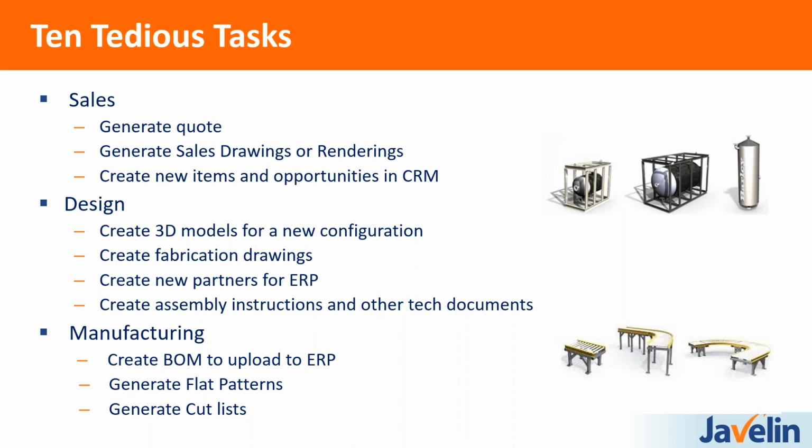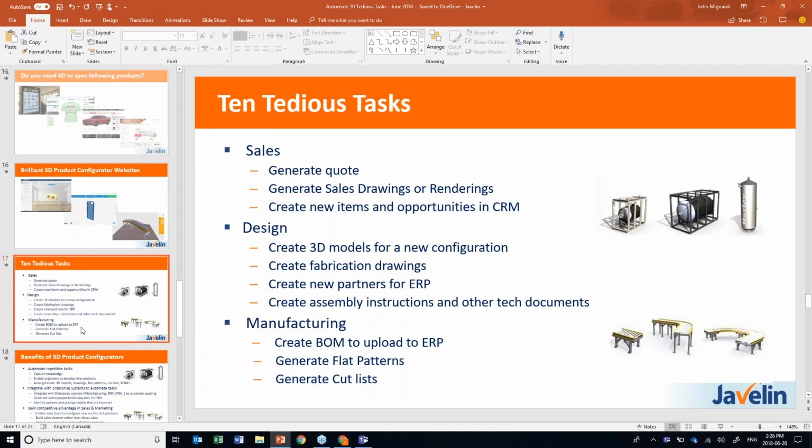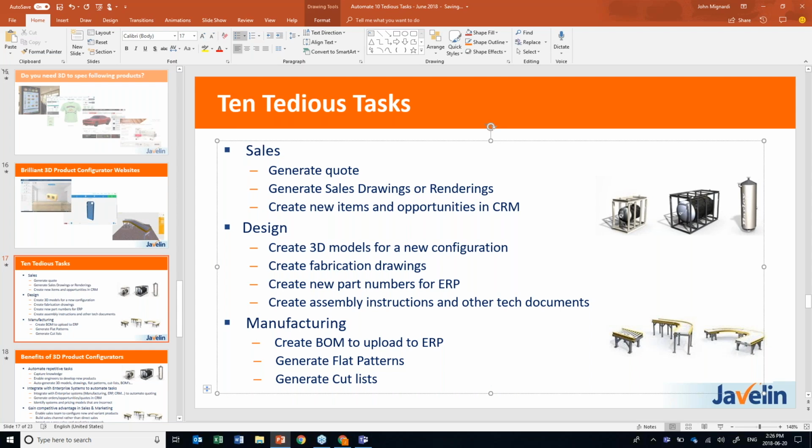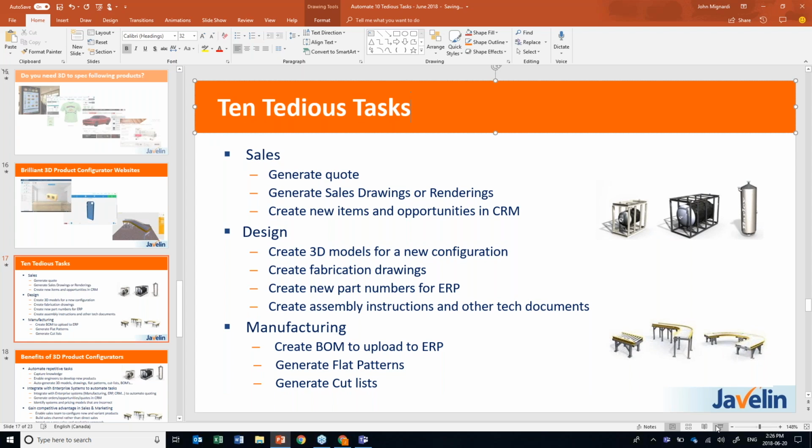From a design standpoint, with the configuration process, the configurator, we've generated all the models that we need of the new configuration, fabrication drawings, assembly drawings. That should read create new part numbers. Sorry about that. There you go. New part numbers in your ERP system.